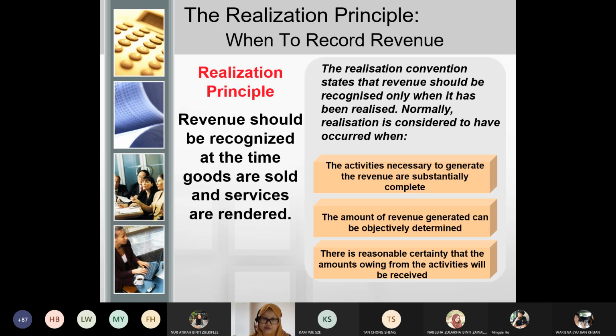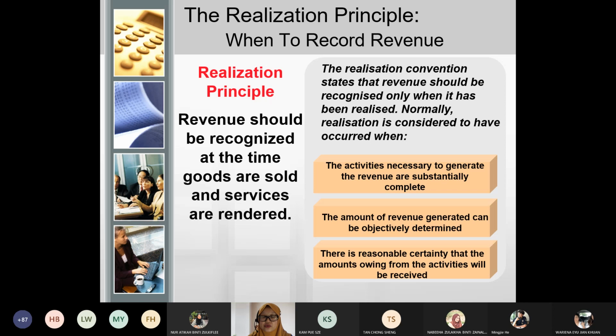Sorry, the cash basis means that revenue is recognized when the cash is received, rather than when it is earned. But for the accrual basis, we recognize the revenue when it is earned, and we also recognize the expenses when they are incurred. Right, you understand?